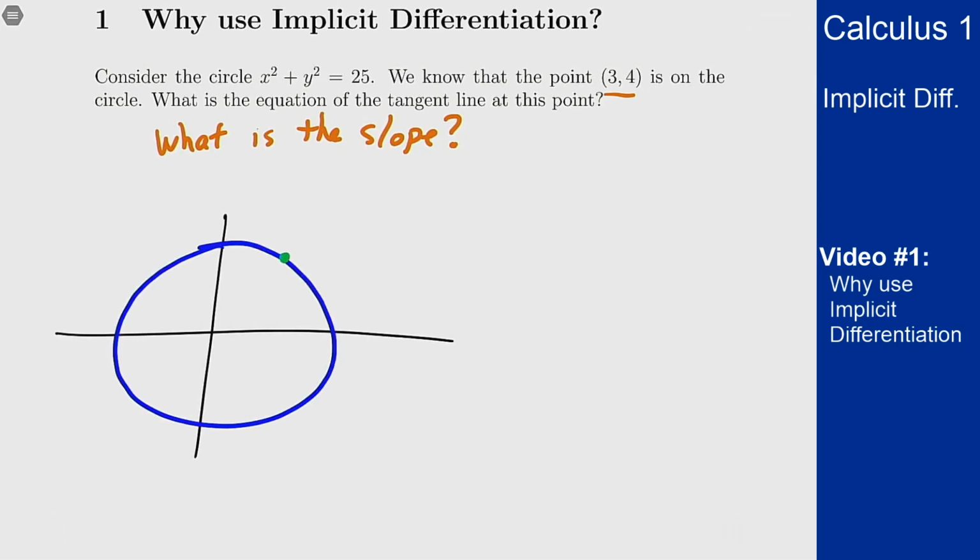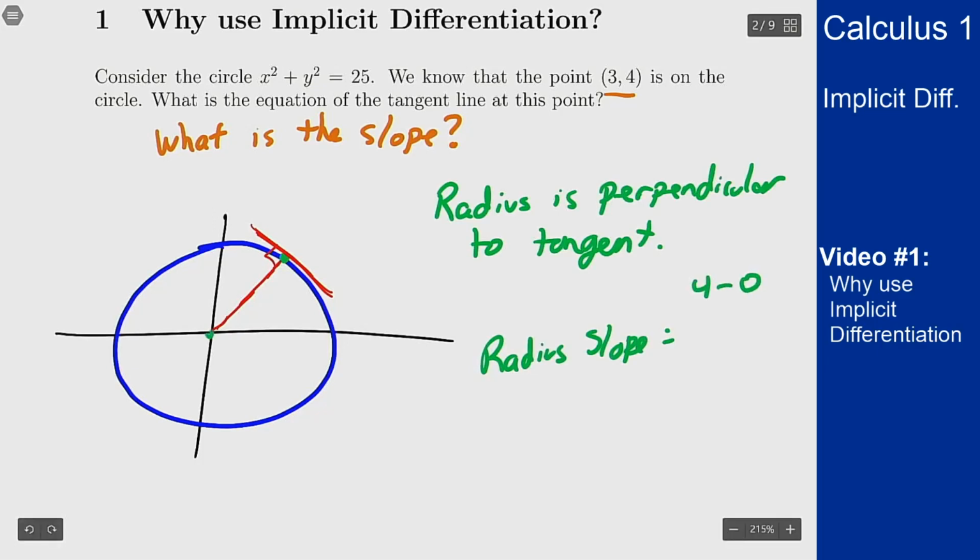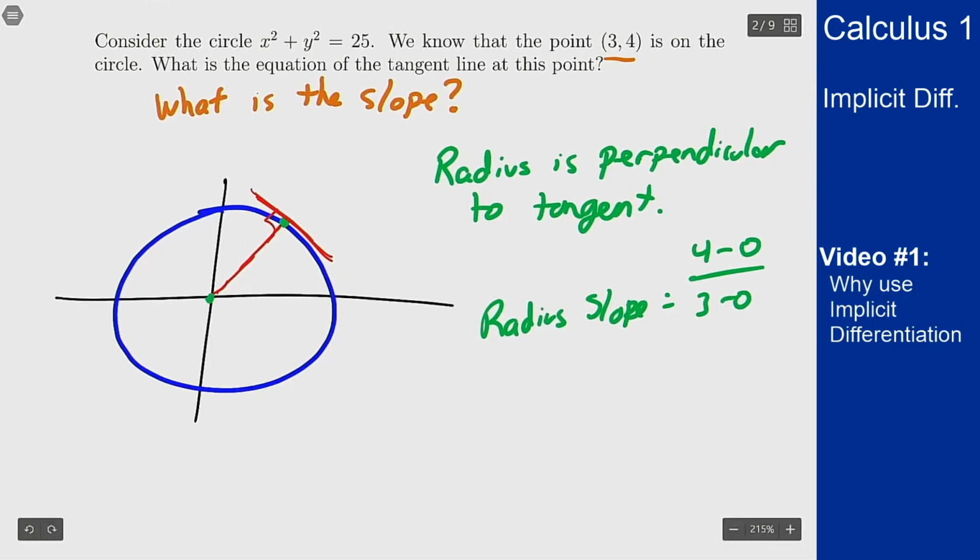One fact we know from geometry is that the radius to a given point is always perpendicular to the line tangent to the circle. We know how to find the slope of the radius. That's just rise over run. The change in y is 4 minus 0, taking the point and the origin as my two points here. The change in x is 3 minus 0, so the slope here is 4/3, which means that my tangent line has slope equal to negative 3/4 because it's the negative reciprocal.